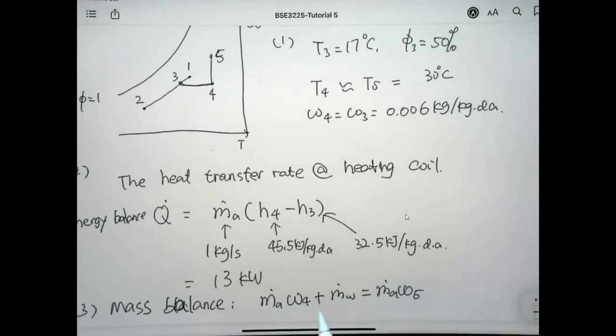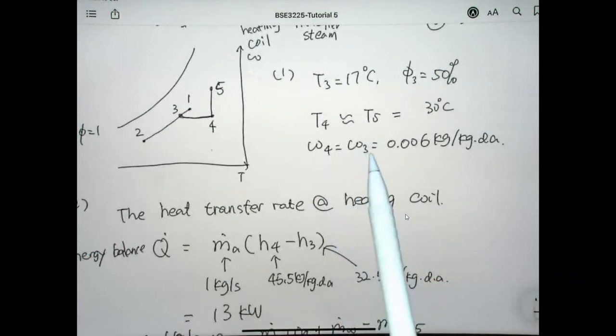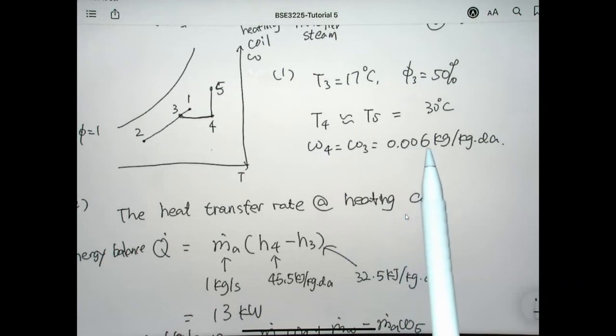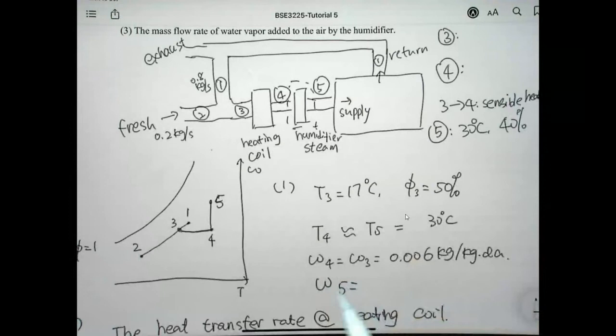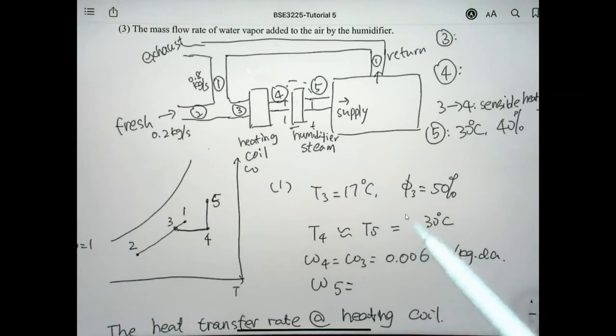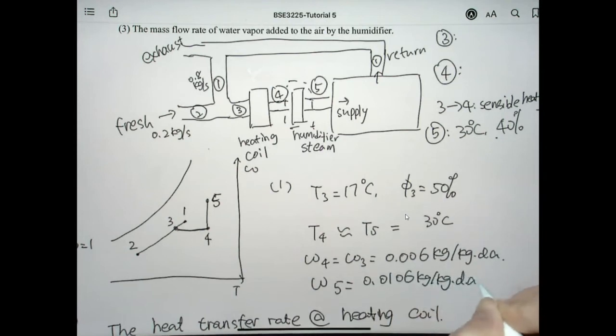So all the states can also be found from the psychrometric chart. First of all, omega 4 is equal to omega 3, and it's 0.006 kilogram per kilogram dry air. And for state 5, omega 5, from the statement the 2 independent parameters have already been given. So we can go to the psychrometric chart and find the corresponding humidity ratio at 30 degrees and 40%. Omega 5 is about 0.0106 kilogram per kilogram dry air.